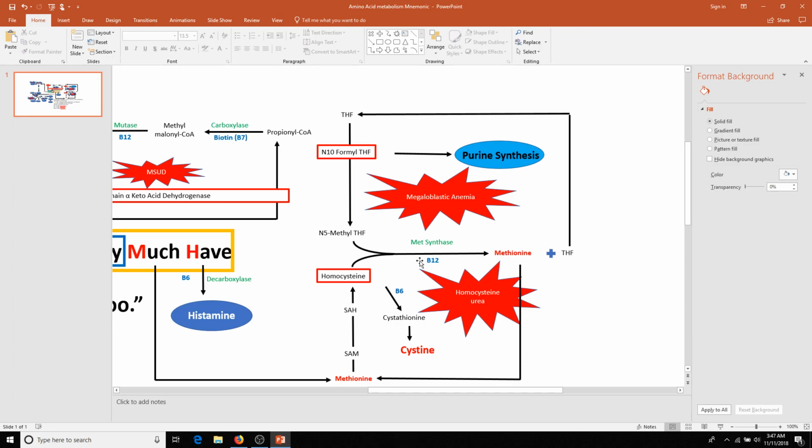But so again, the idea here is if I don't have B12, I'm going to end up getting homocystinuria and megaloblastic anemia. If I have MET synthase deficiency, again, I'm going to get megaloblastic anemia and homocystinuria.